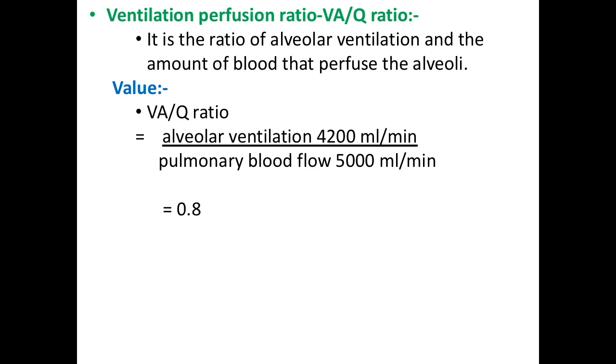Now whenever there is an increased ventilation perfusion ratio, that means there is more air as compared to blood flow, and whenever there is a decreased ventilation perfusion ratio, that means less air is present as compared to blood flow, that is pulmonary blood flow.